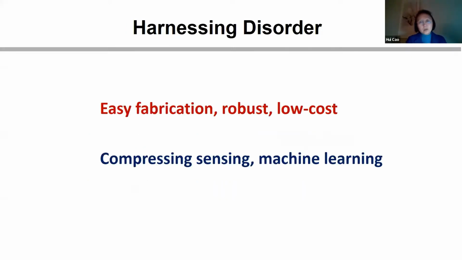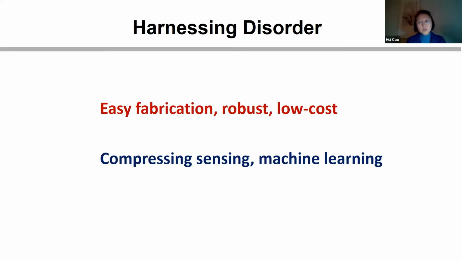So I tried to convey to you why we want to harness disorder. First of all, disordered structures are very easy to fabricate. They are robust and they have low cost. But in order to use disordered structures for photonics applications, we also have to combine them with computational techniques like compressed sensing and machine learning, right? In this way, we can shift the cost from hardware to software.